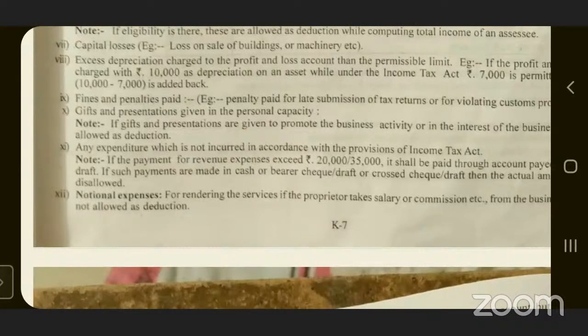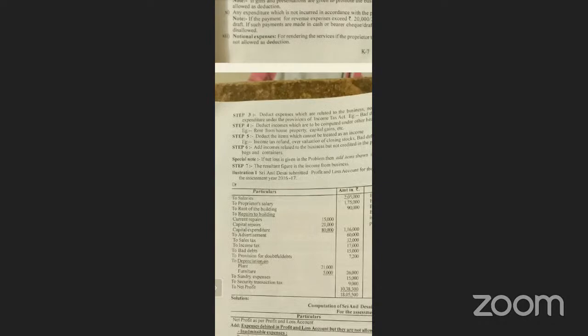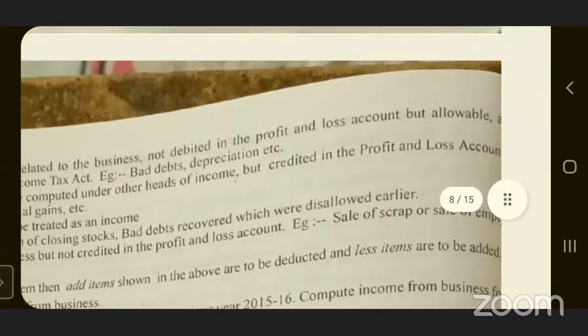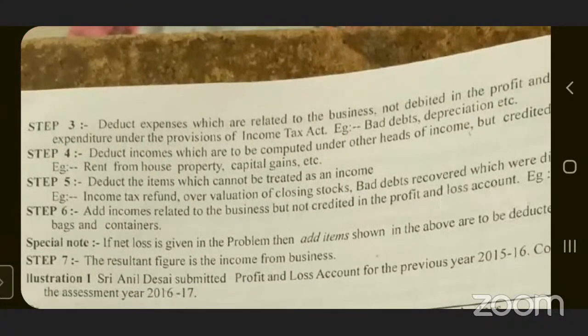And any expenditure which is not incurred in accordance with the provisions of income tax, such amounts are also to be added. And any notional expenses like salary or commission to the proprietor, such type of expenses are also to be added. Next, coming to step 3, that is deduct the expenses which are related to the business but not debited in the profit and loss account but allowable. Means whatever expenses which are related to the business, but sometimes we may forget to enter in the profit and loss account. So at that time, such type of expenses should be deducted because they are admissible.